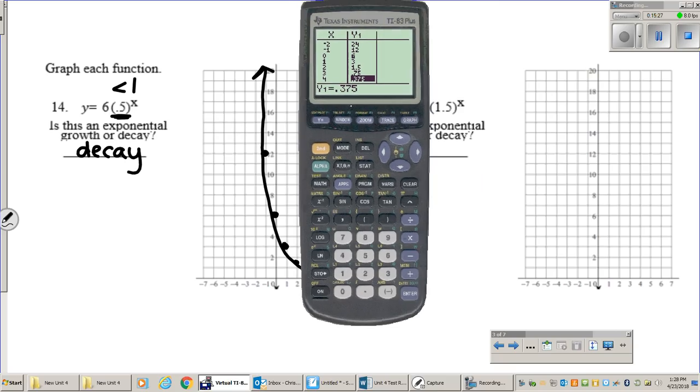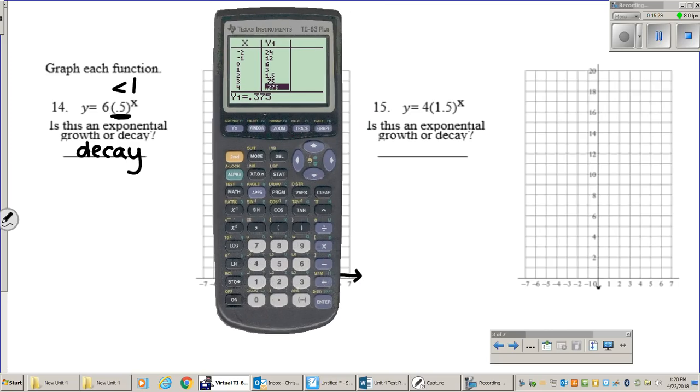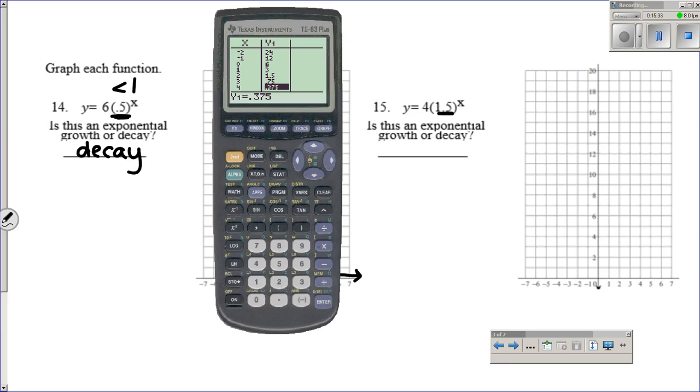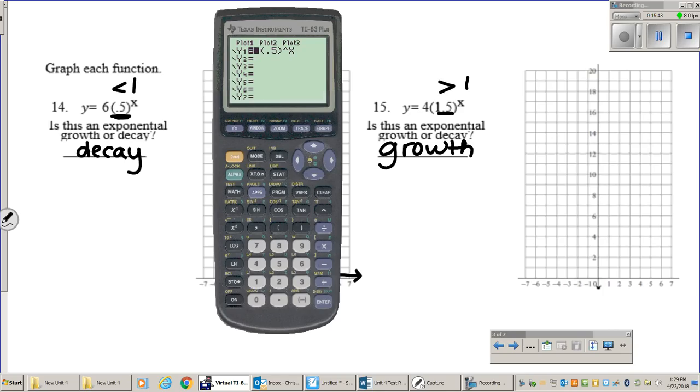Okay, going over to number 15, we're going to do the same process. Again, when you look at your equation, you should be able to determine that this is exponential growth because our b value this time is greater than 1. So when we draw the graph, we should see our graph curving and going up to the right. So I'm going to go back to y equals. We'll clear out the last equation and type in the new equation. And now go to our table of values.